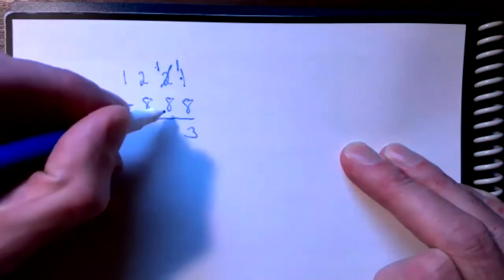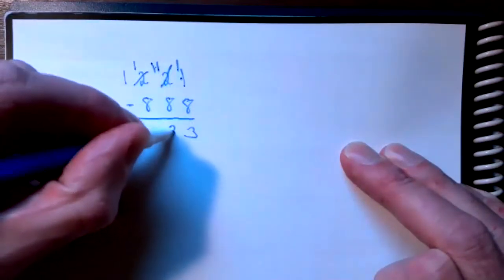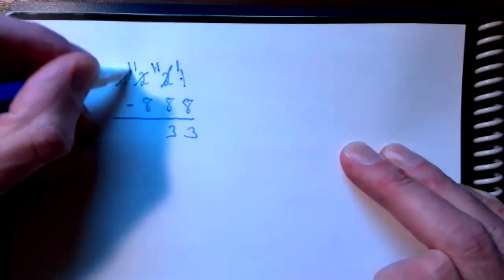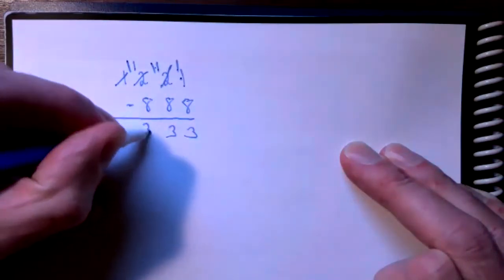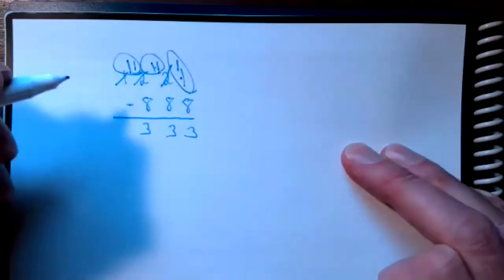Okay, you got 1, you're trying to take away 8. Unbundle from the 100 to get 11. You got 1, you're trying to take away 8. Unbundle from the thousands to get 11. Okay, notice 11, 11, 11.